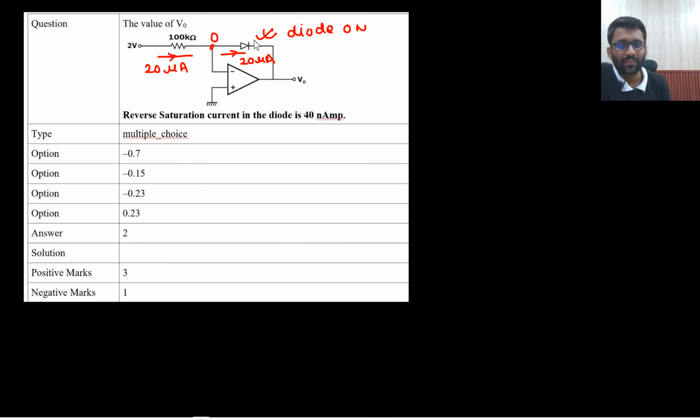Or you can simply replace the diode with an open circuit, then you will get to know that my output will be minus V set. So at this node you are having minus V set, and at this node you are having 2 volt. That means again the diode will be on only. So eventually the diode is turning on. So we can replace the diode with 0.7 volt, and this will be the answer.